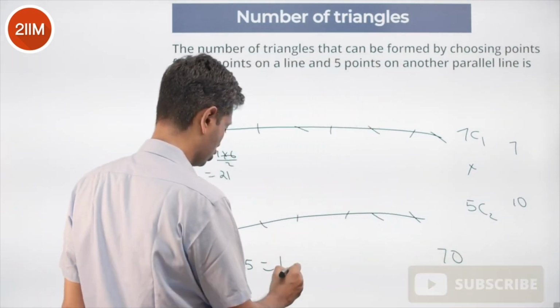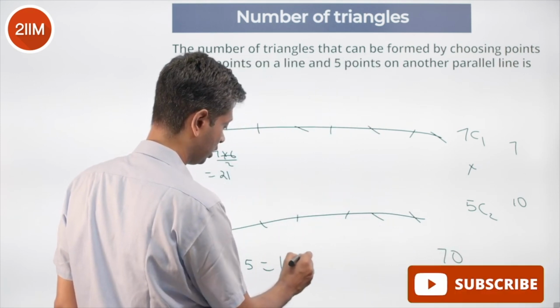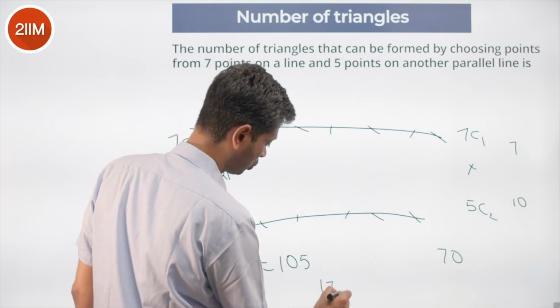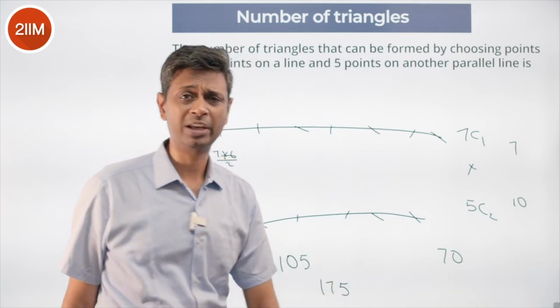21 into 5 is 105. 105 plus 70 is 175. Easy as pie. Very straightforward question.